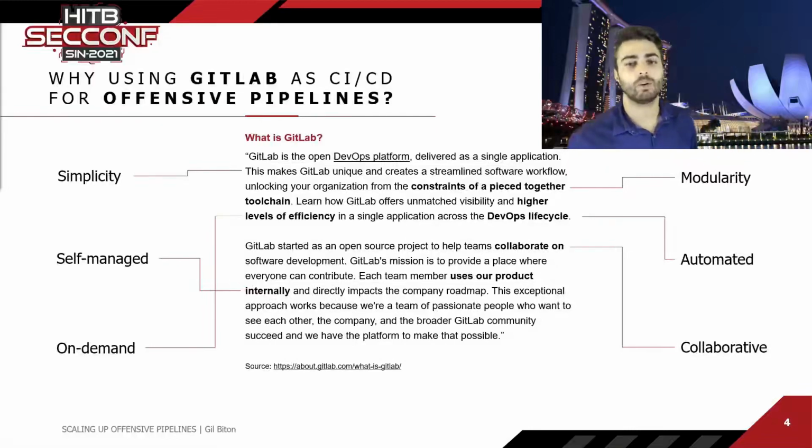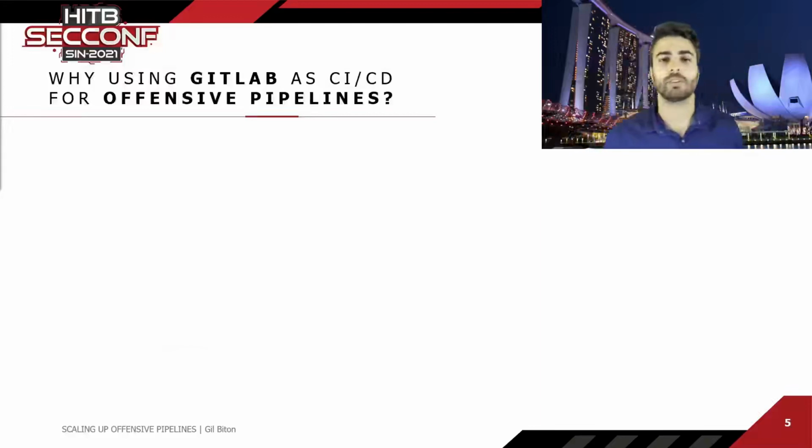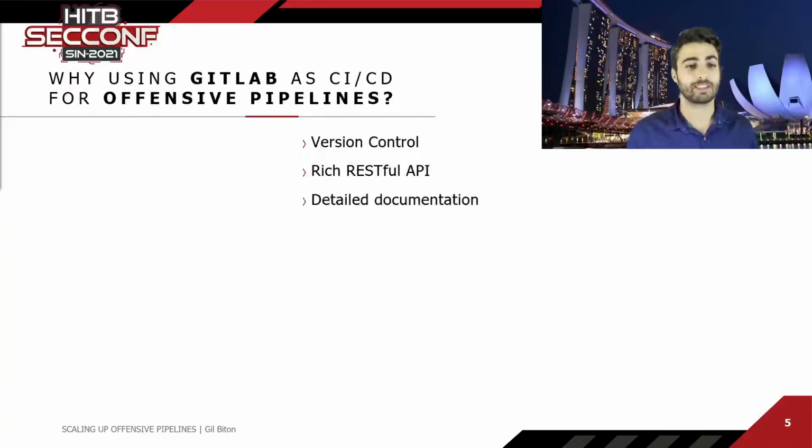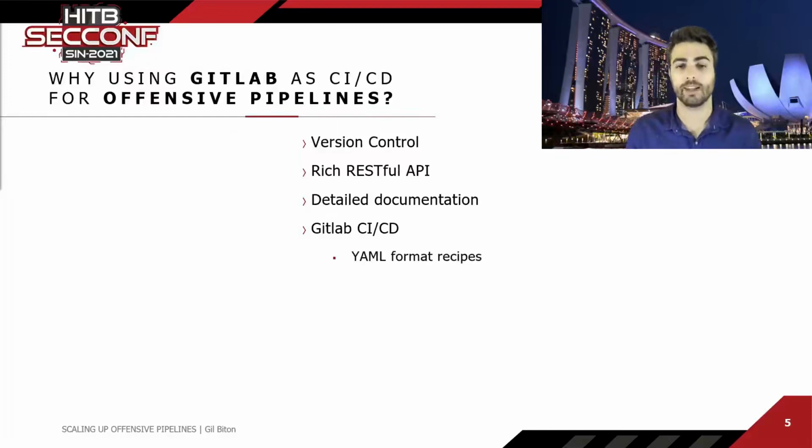So GitLab started off being a code repository and version control, allowing you to store your great tools and manage them. GitLab also provides a useful API which allows you to automate anything that you can do manually. It comes together with detailed documentation that saves you some time when you try to figure out how to approach a call. A must-have feature, of course, is the GitLab CI/CD, providing you with the ability to create pipeline jobs, which I will refer to as recipes, in a simple and organized manner through its YAML format files.